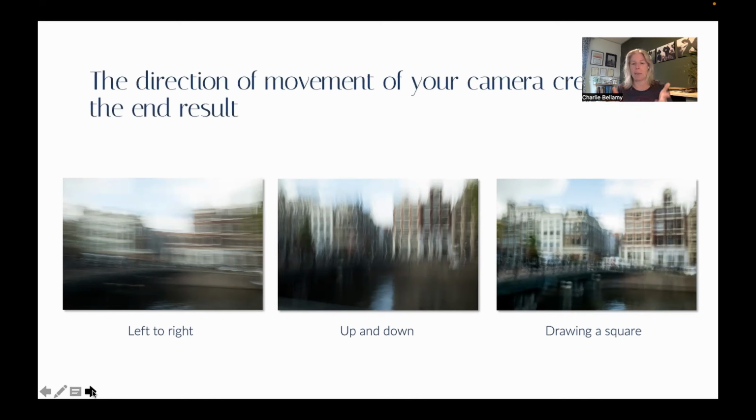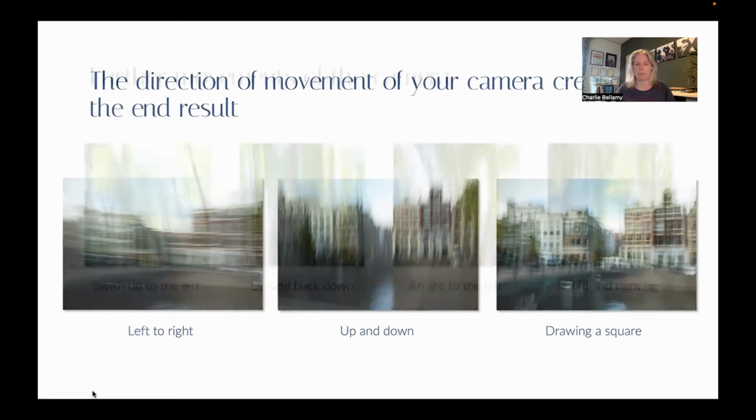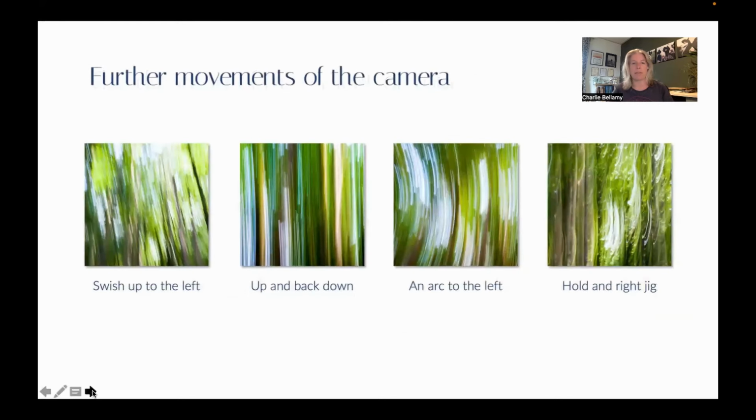The one in the middle is up and down, and I tended to go upwards because that's just naturally what I do. Again, most of the horizontals have now been lost. The one on the right is especially valuable if you do architecture. I drew a square, so I actually drew round one of the windows on the other side of the canal. It's just to give you an idea of what different movements can do.